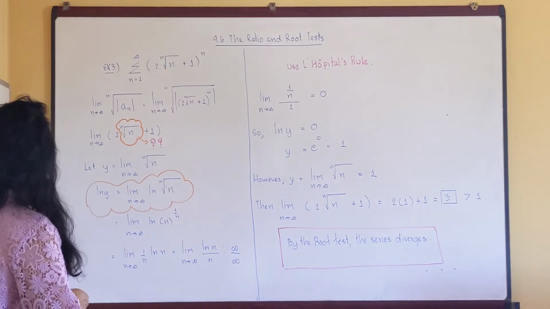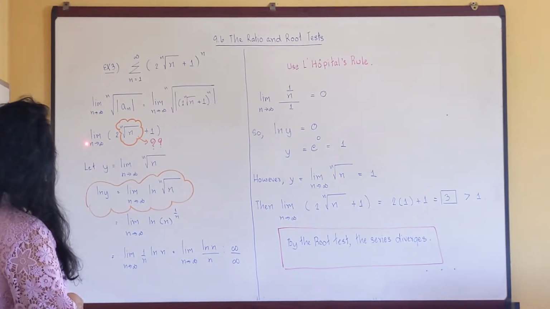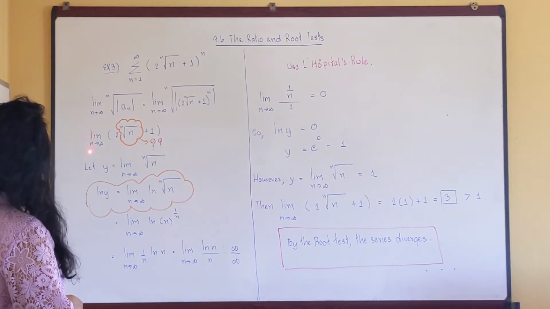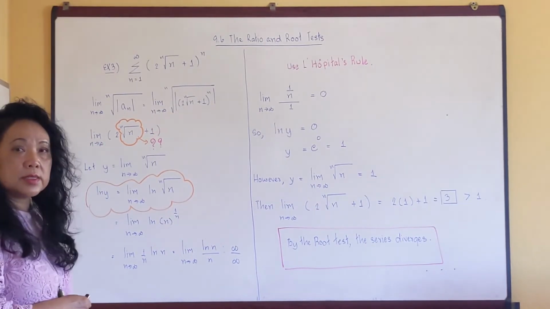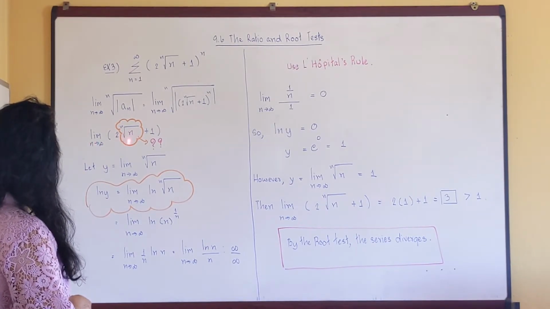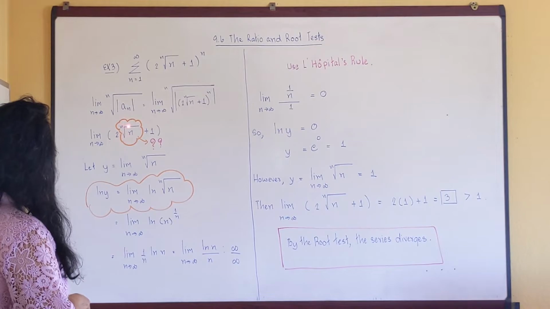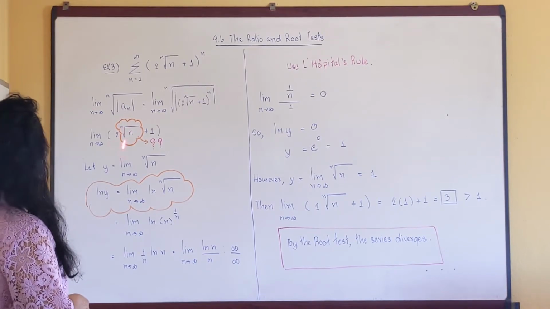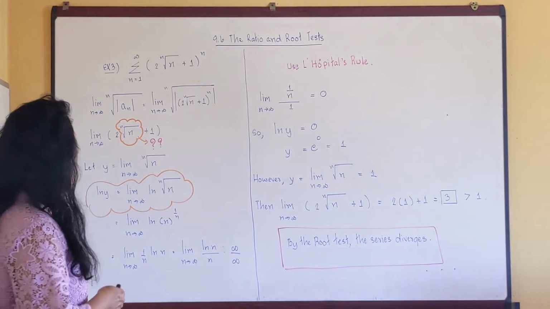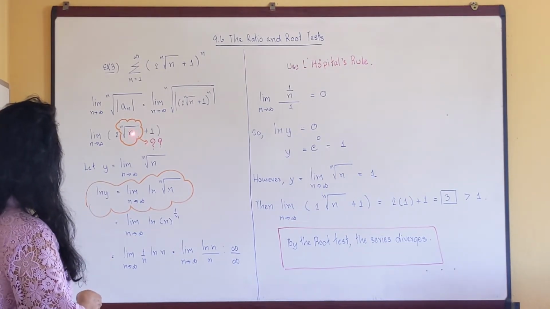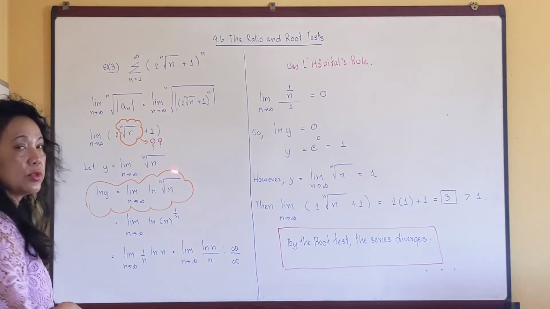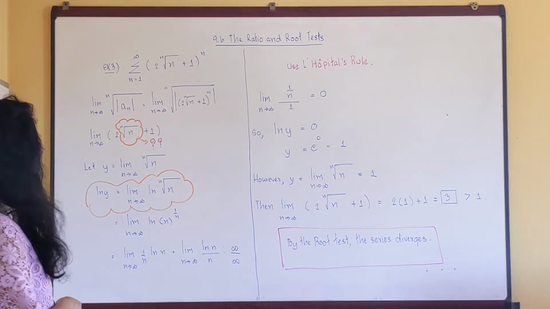My big question is, if you take the limit as n goes to infinity of 2, it's just 2. You take the limit as n goes to infinity of 1, it's just 1. But if you take the limit as n goes to infinity of the nth root of n, we don't know what it is. So what I'm going to do is figure out what this is equal to. So I let it equal y.